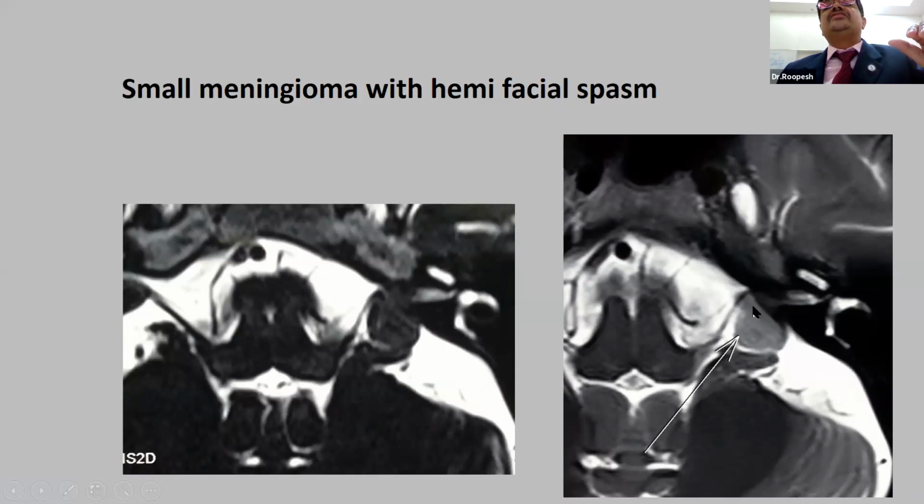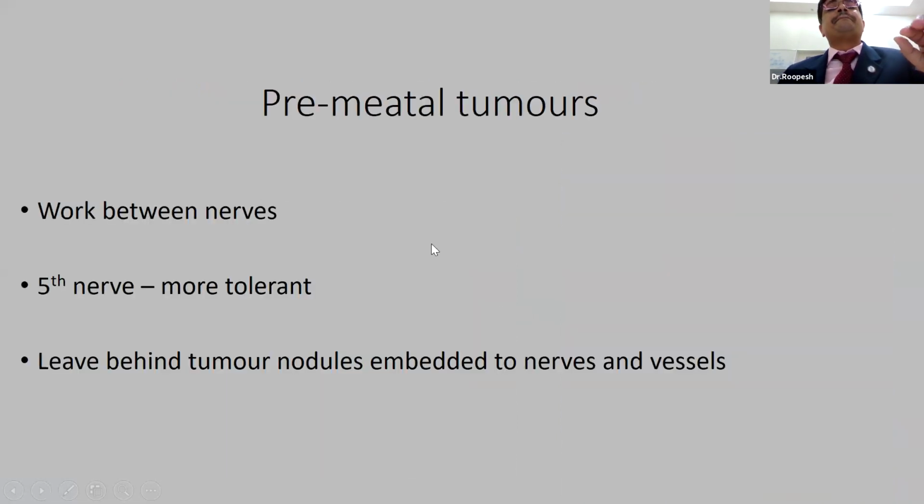So you can see that it had just reached the IAM, and the seventh nerve was getting kinked around here, explaining the hemifacial spasms. Compared to the other tumors, premeatal, the ones which are anterior to the seventh nerve, they are more challenging surgically because you have to work between the nerves to get it removed.